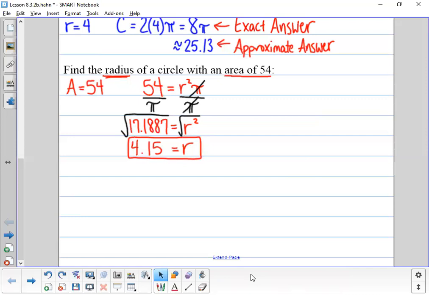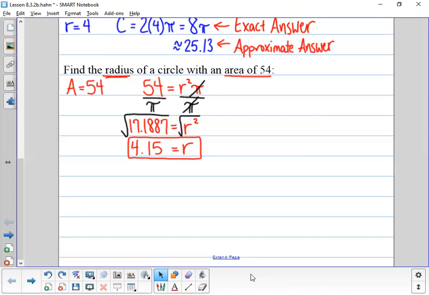When you round, if you rounded earlier in your solving process, your answer might be a little bit off from what I have. As long as it's close, like within a couple points, that's fine. If you got like 37, you did something wrong. But if you got like 4.2, that's close enough.